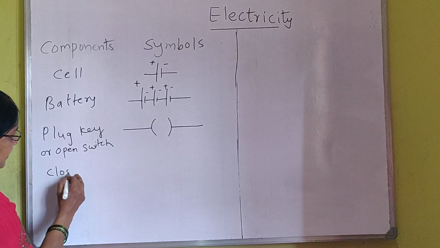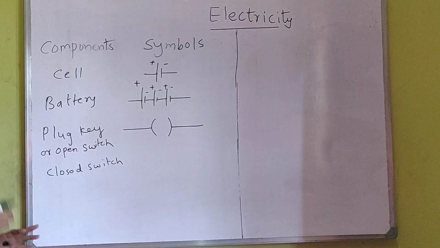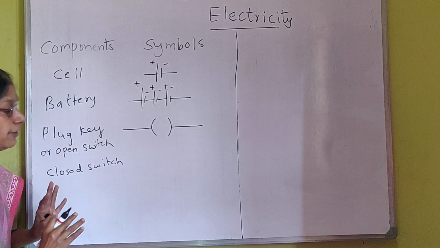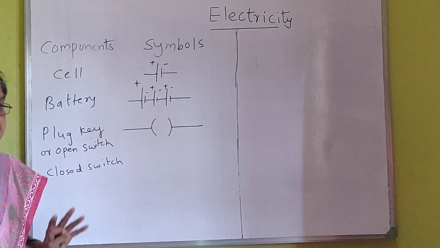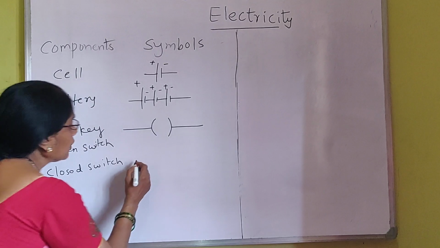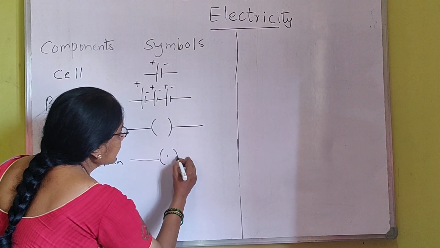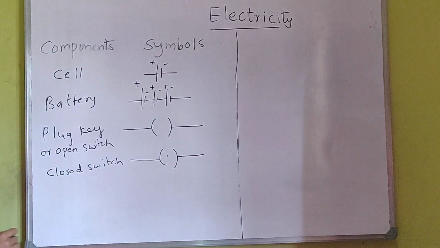Closed switch. Next, we will see how to represent a closed switch. When the switch is closed, the current will be passing through the circuit, and that type of circuit is called a closed circuit. How to represent the closed switch? This is called a closed switch.